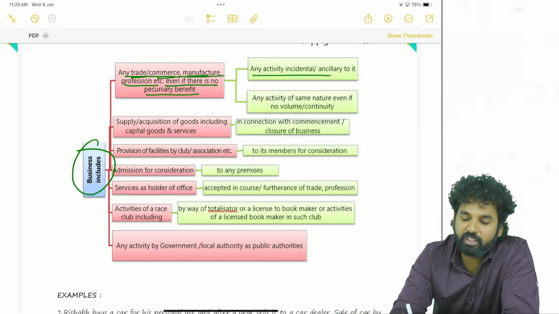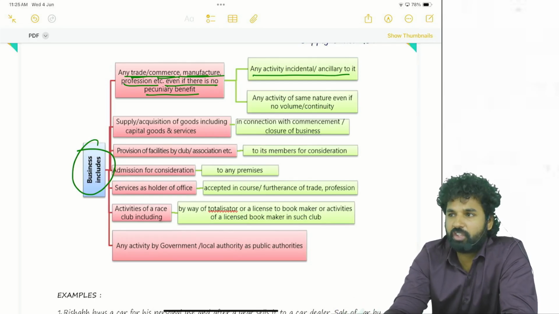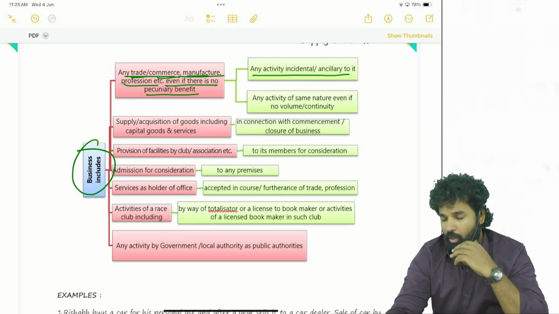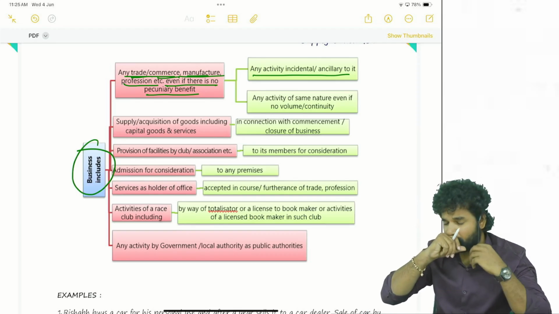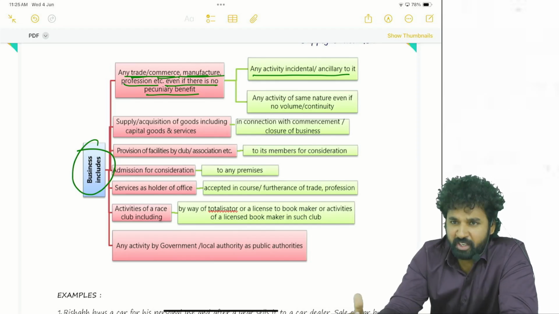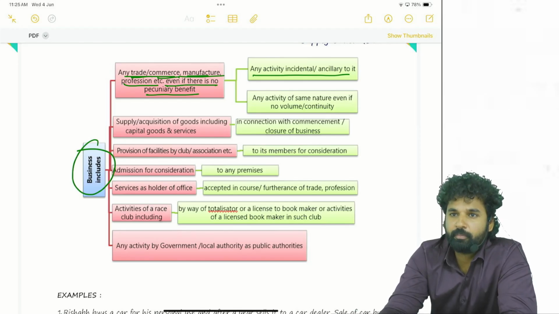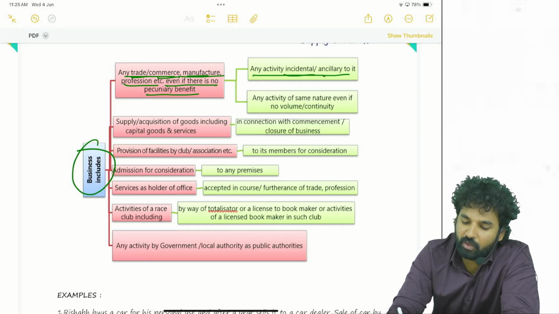And any activity incidental or ancillary to it too. That means it need not always be the main activity. See, an educational institute is doing service here. They have an asset, old furniture. They are selling it. It is an ancillary activity. They have an old projector. They are selling it. It is an ancillary activity. It is not necessarily always the main activity. Ancillary activities may also come under the part of business, right? So any activity incidental or ancillary to it.